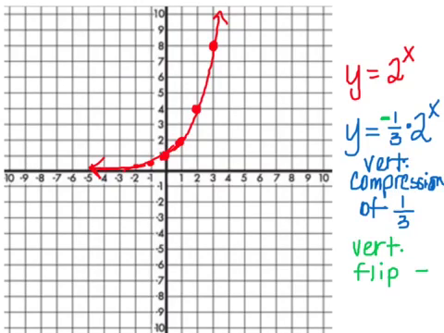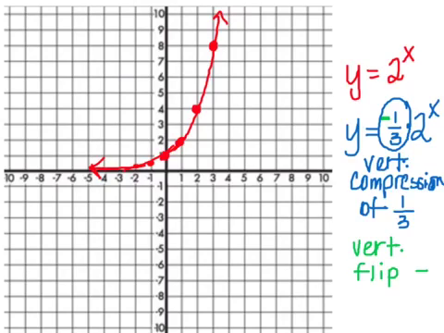Once again, here is our parent function, y equals 2 to the x. By the way, the number doesn't always have to be 2, but in this particular case, I'm trying to keep the same parent function all the way through my examples. And what has happened here is there's been a negative 1/3 multiplied in front. That is considered outside the function, so it will be a vertical change.